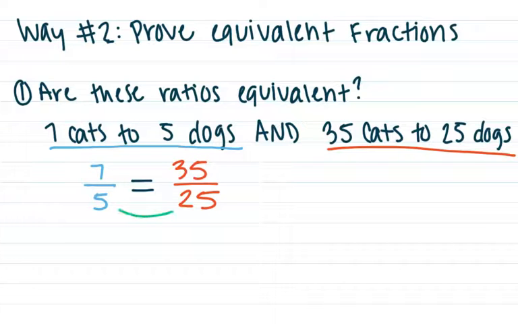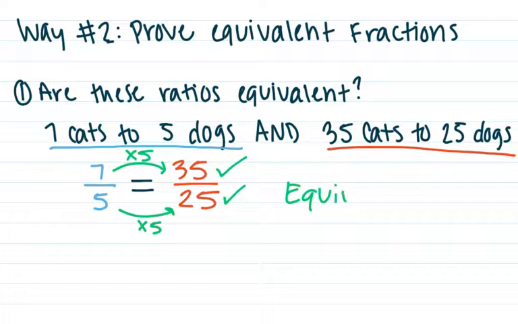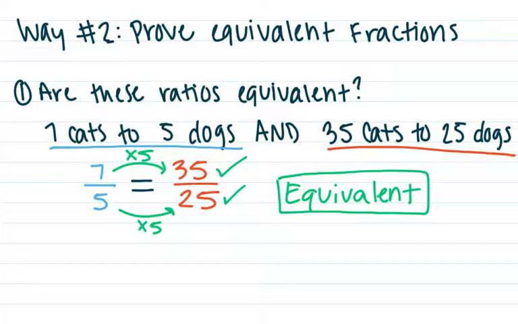Well, I noticed that if I multiply 5 times 5, I get 25. So, yay for that. Now, whatever I do to the bottom of a fraction, I have to do to the top. That's what makes equivalent fractions. So if I can multiply 7 times 5 and get 35, then I do in fact have equivalent ratios. So is 7 times 5 35? Yes, it is. So I do have equivalent ratios because I could get one of my ratios to equal the other using multiplication or division. We do have one more strategy.